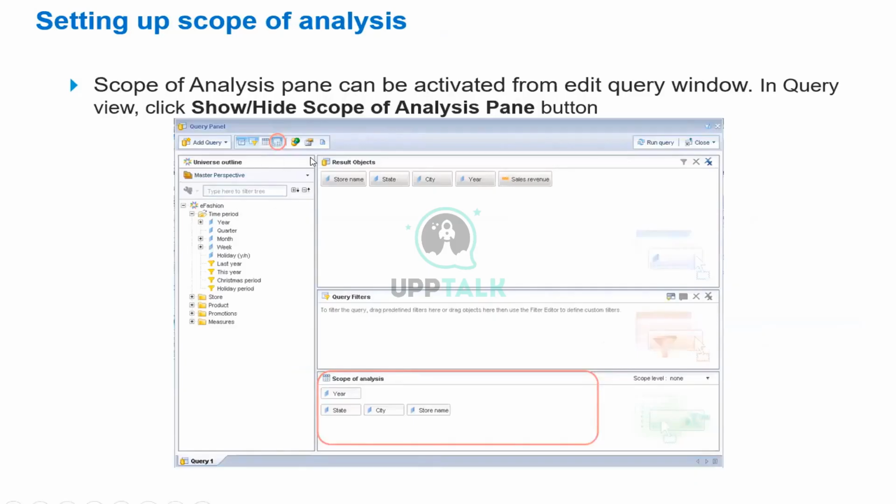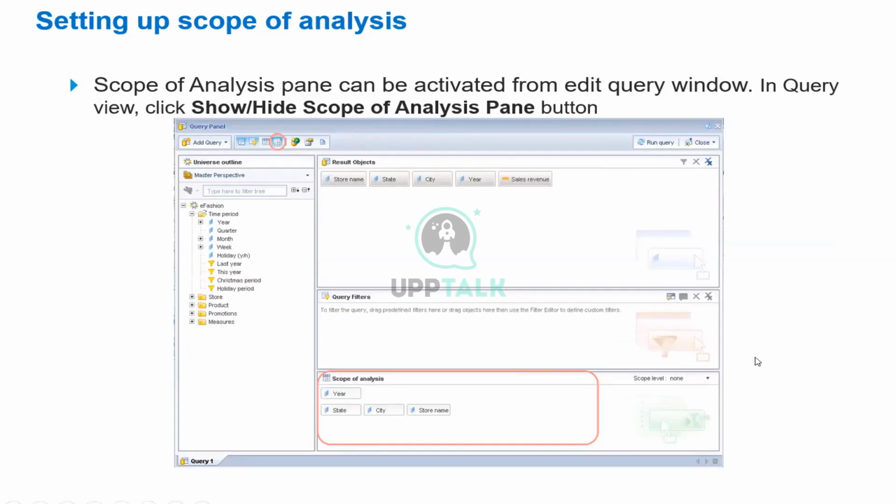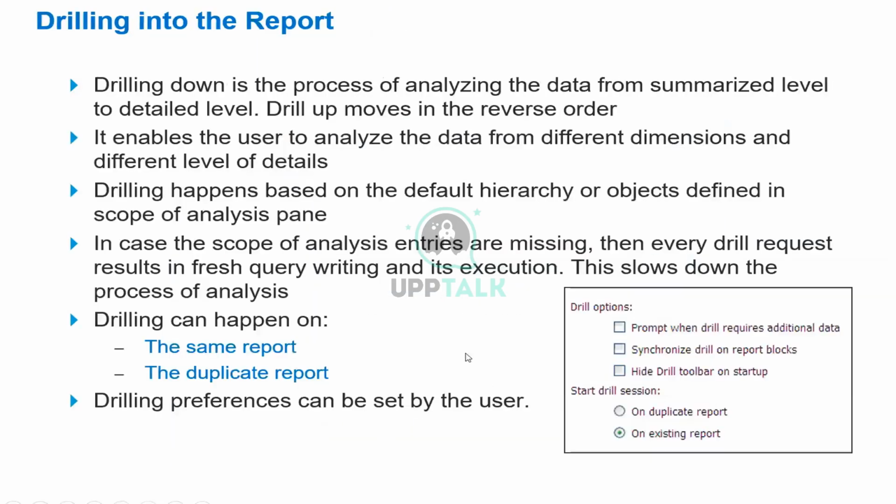If you see here, this window is the scope of analysis. Here we have enabled it. Here the scope level is none. That means whatever we include in the report will only appear, like state, city, store name. Here we have included only year, and it will be the only one there, as the scope of analysis is none. If you put one level or 2 levels, then even if you don't include them in the result objects, they will come in the query automatically.